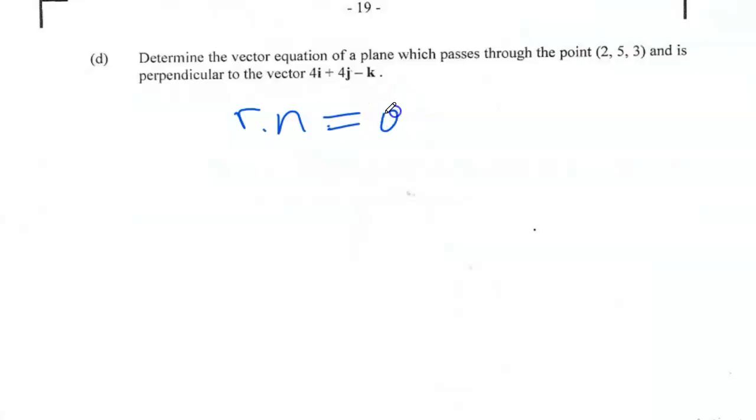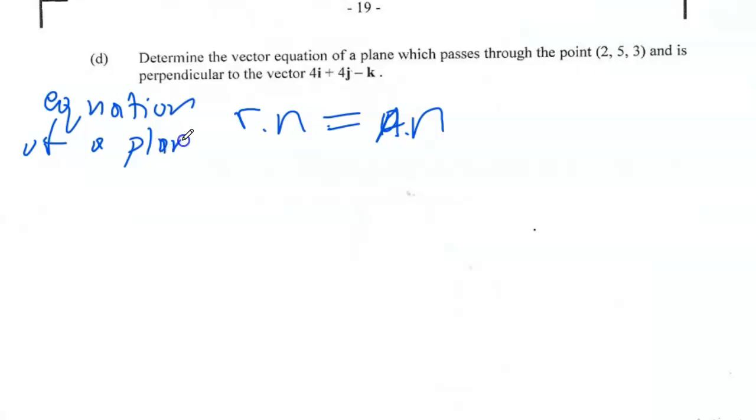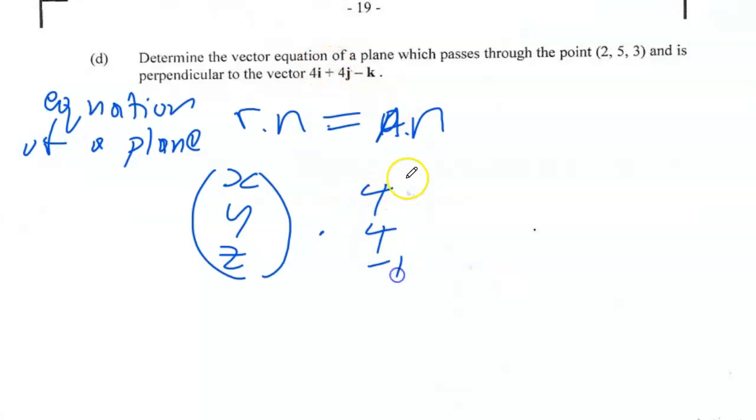r·n equal to a·n. So this is the standard formula, the equation of a plane. Of course, where r is (x, y, z), n is the normal or the perpendicular vector, which is (4, 4, -1), and a is a point in the plane, which we have as (2, 5, 3).